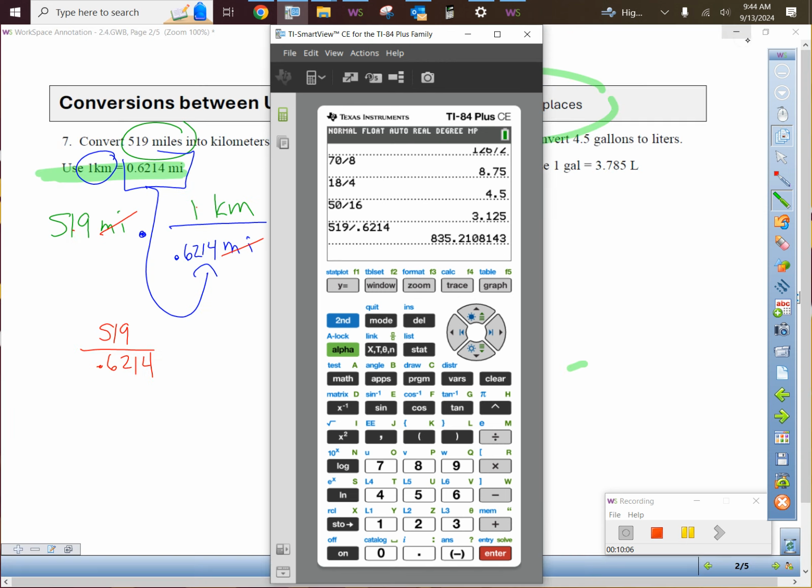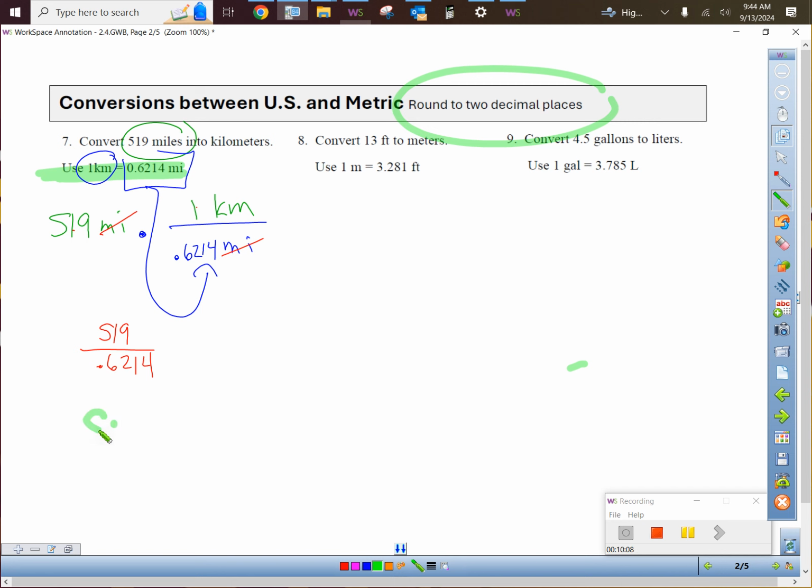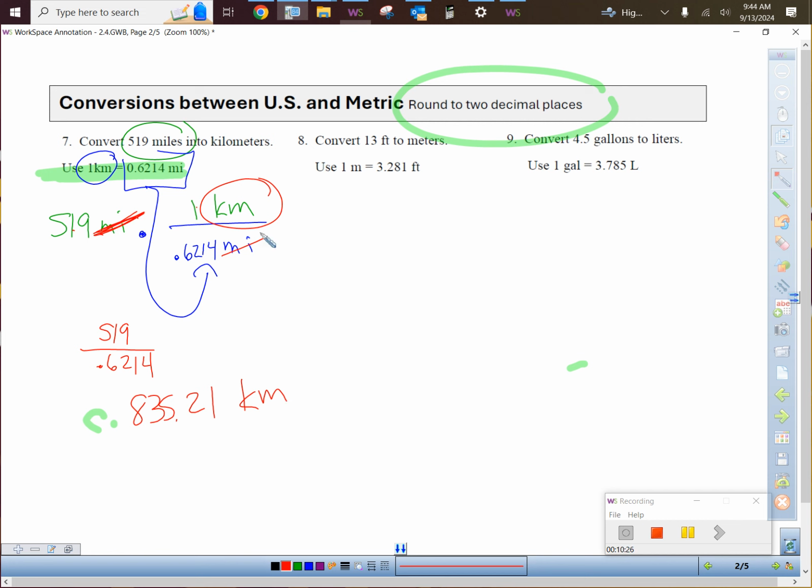So 835.21, right? What's the label on it? The one that didn't get canceled out, kilometers, right? You might have to select those labels on your homework program on some questions. Sometimes they're there, sometimes they're not there. How did I know it was kilometers? Because the miles canceled out. That's why we put 1 up and 1 down.